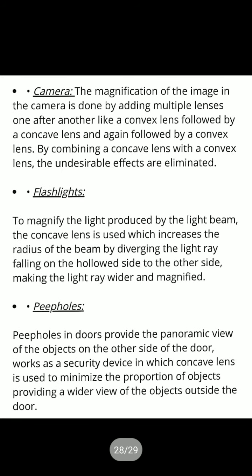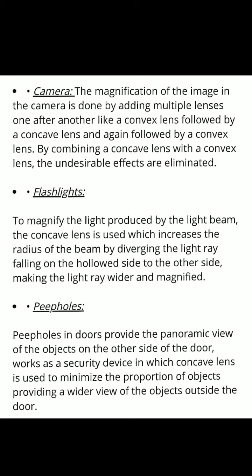Next, cameras. Already we discussed the three types of lenses. Here also the magnification of the image is done by adding multiple lenses one after another, like a convex lens followed by a concave lens, again followed by a convex lens. By combining a concave lens with a convex lens, the undesirable effects are eliminated. That means the noise and the distortion will be eliminated.